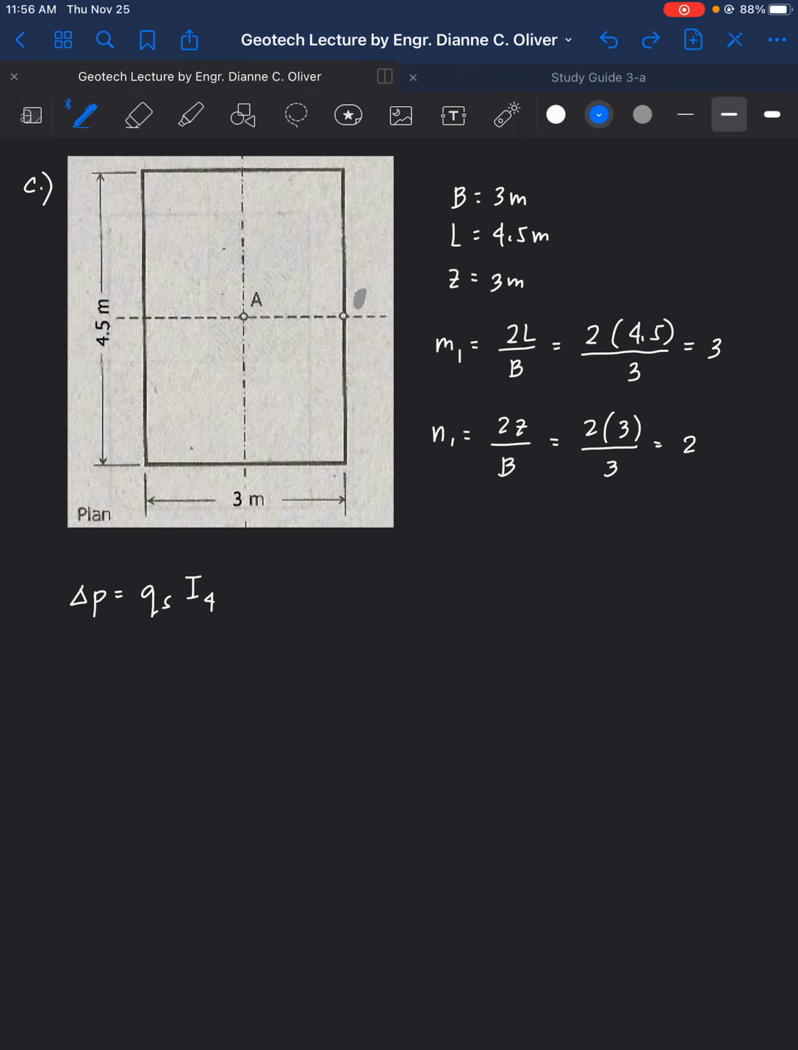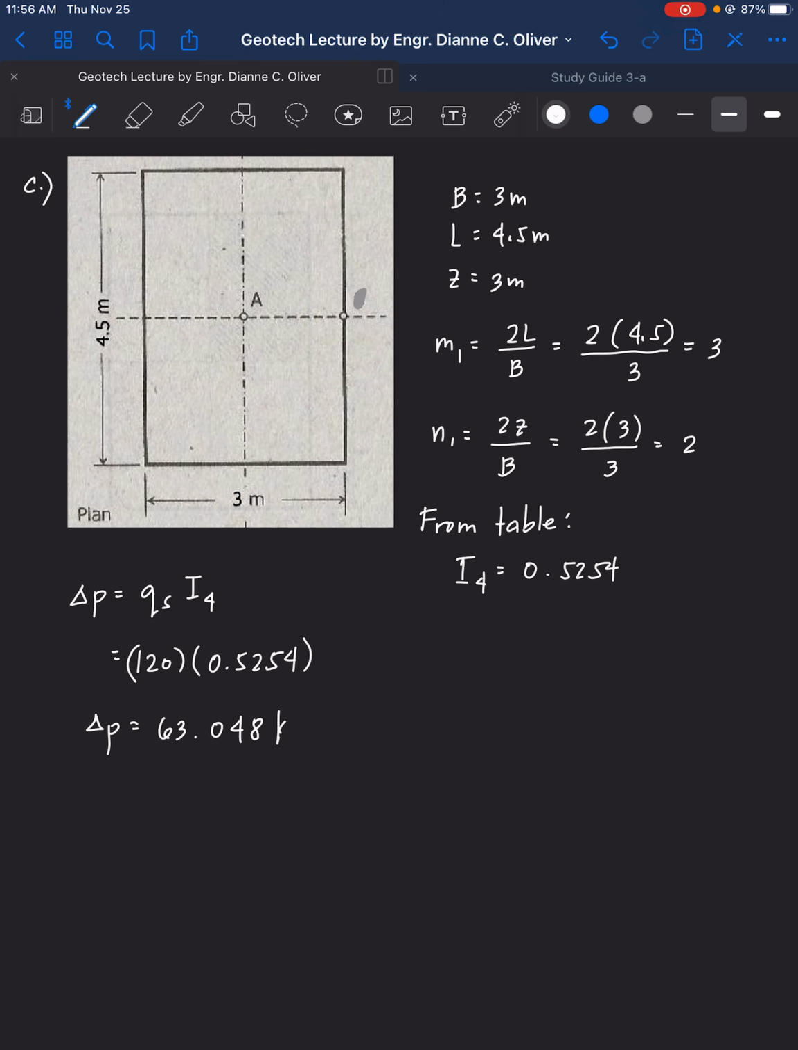0.5254. Therefore, from the table, I sub 4 is 0.5254. So multiply it with 120. So delta P is now equal to 63.048 kilopascal. So that's for letter C.